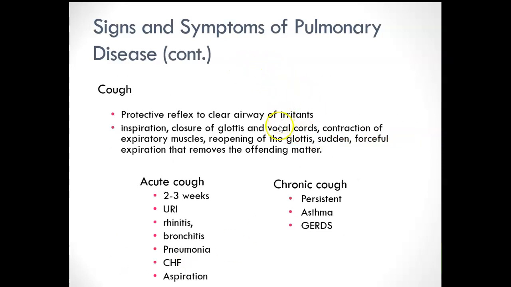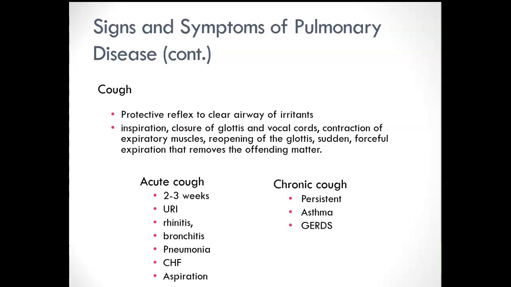Again, signs and symptoms of pulmonary disease: cough, right? So we all know what cough is, and we know that acute cough can last for anywhere from 2 to 3 weeks. You can have rhinitis, which is a runny nose with it, bronchitis, pneumonia. Rhinitis makes us cough because postnasal drip runs down the back of our throat, and that triggers some of our coughing receptors.